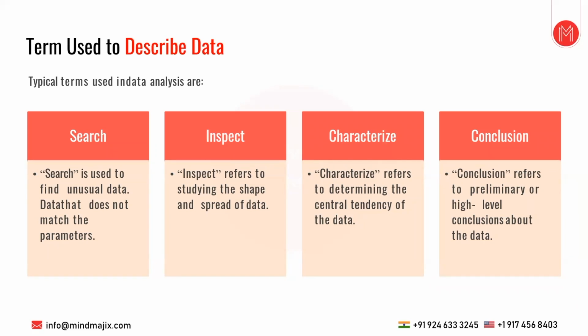The second typical term is inspect. Inspect refers to studying the shape and spread of the data, like how much the data varies and how spread out it is in the data set. The third is characterize. Characterize refers to determining the central tendency of the data. And the last term is conclusion. Conclusion refers to a preliminary or high-level conclusion about the data. So these are the typical terms.